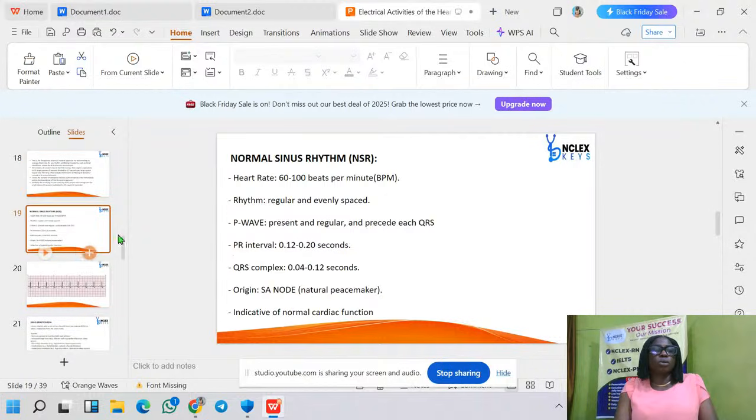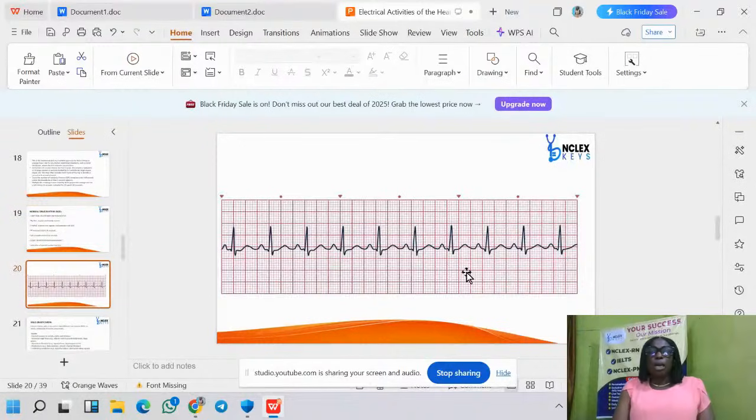Now, I've just discussed normal sinus rhythm. How would you know? The heart rate will be 60 to 100 beats per minute. The rhythm will be regular and R to R will be evenly spaced. The P wave will be present and regular and precede each QRS. The PR interval will be 0.12 to 0.20, and it originates from the SA node, and that is the reason for sinus rhythm. And this is an example of the graph. I'm sure many of us have seen a graph like this in the past.